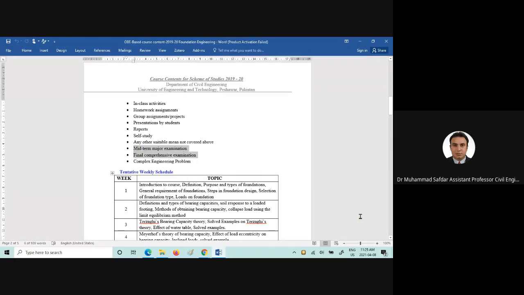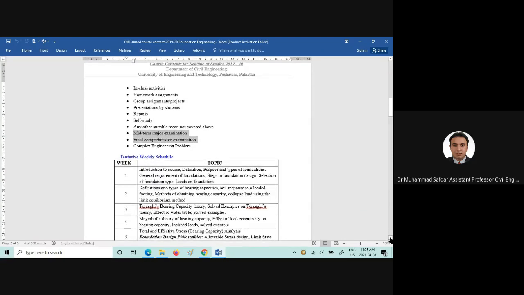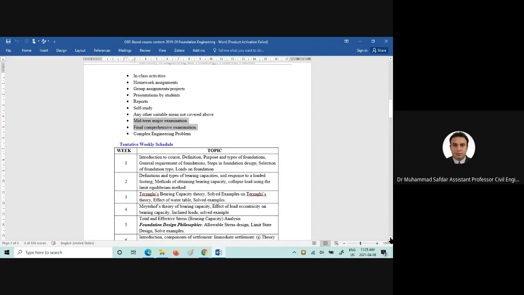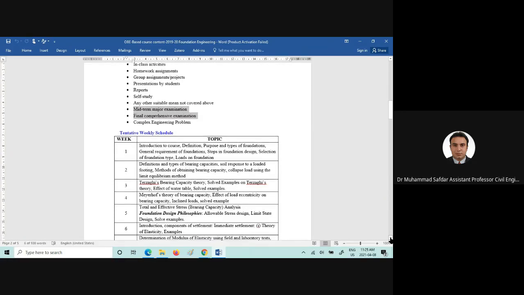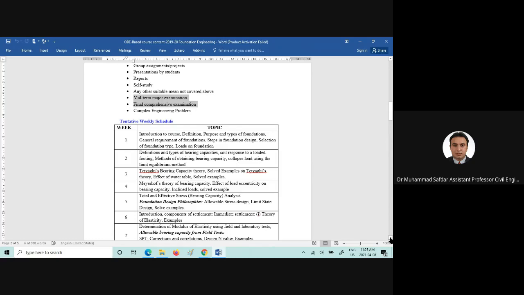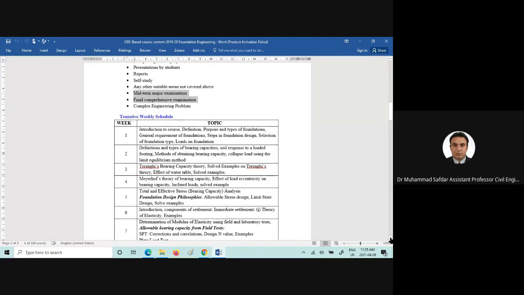One extra thing which is included in this foundation engineering course is the complex engineering problem. So in the complex engineering problem, usually we give students a complex engineering problem related to the foundation design, where you can use manual calculations or maybe a software to find out the bearing capacities and the dimensions.